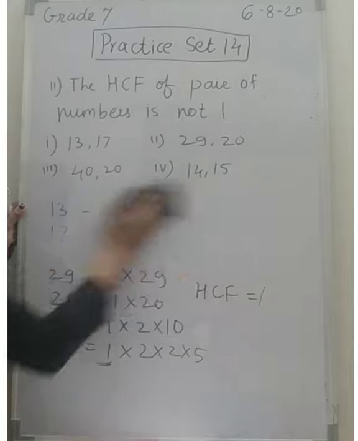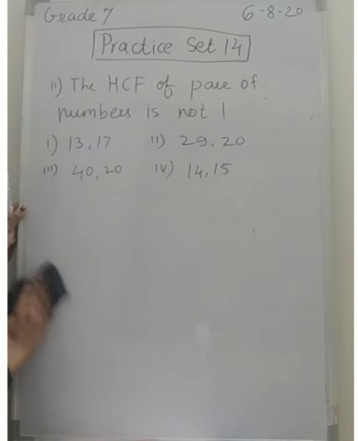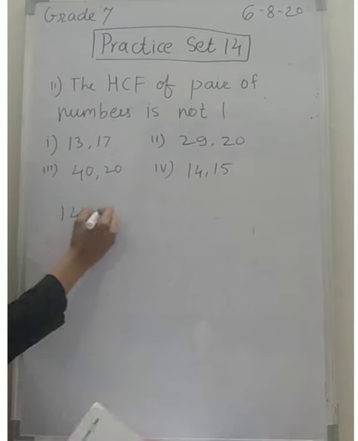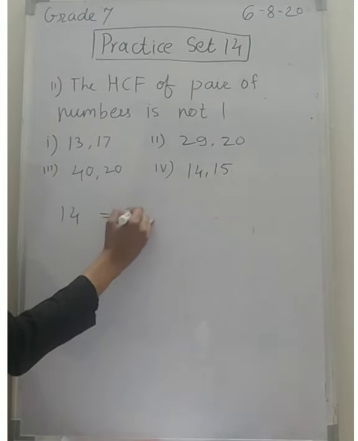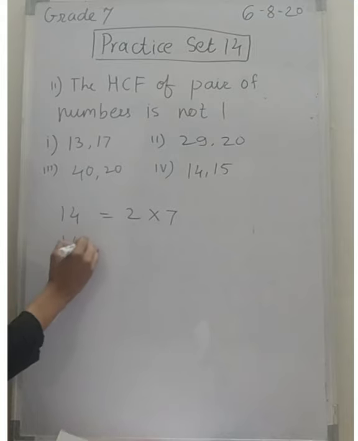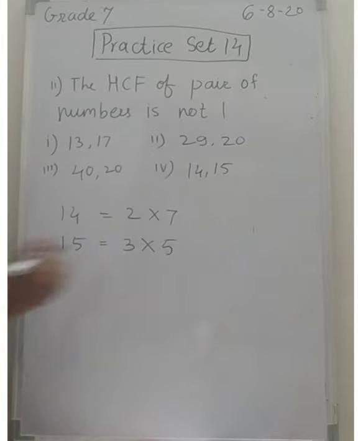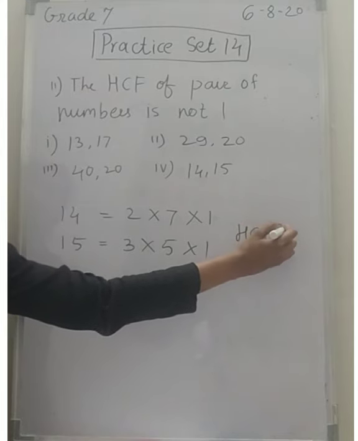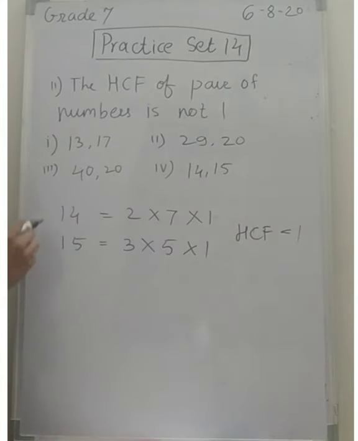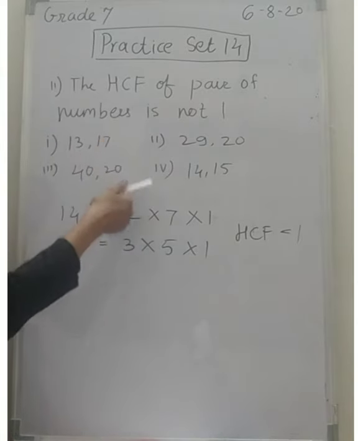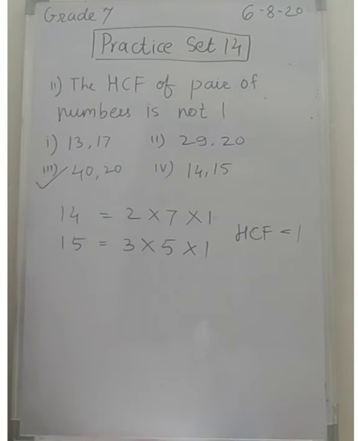Now let's find out the third and fourth pair. First take the fourth pair. Okay, the fourth pair is 14, which is 2 multiplied by 7, and 15, which is equal to 3 multiplied by 5. Is there any common factor? No, that means the common factor is 1. Okay, so HCF is 1, because a number is always divisible by 1 and the same number. Okay. Then the other pairs also have HCF 1, HCF 1, HCF 1. That is, this one is not having HCF 1.